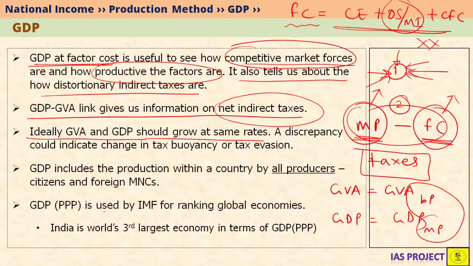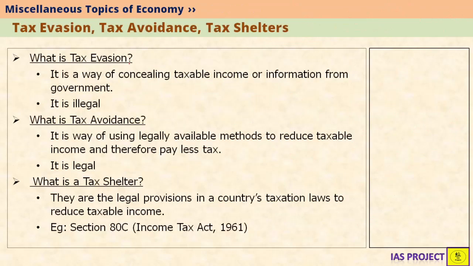Ideally, GVA and GDP should grow at the same rates. If they are not growing at the same rates, then there are two situations possible. One is tax buoyancy is less than 1, or tax evasion is taking place. Now let's understand the meaning of tax evasion. We basically have three words here.